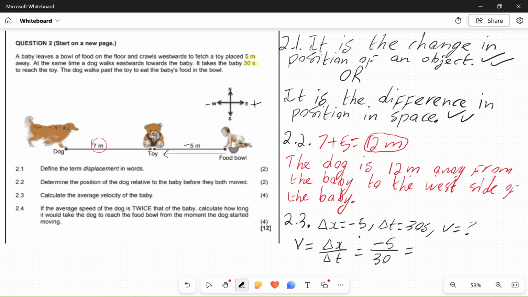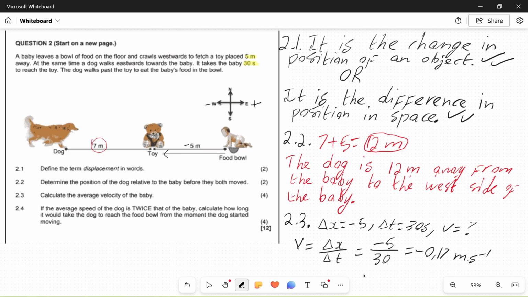Okay guys, so when I say negative 5 divided by 30, the answer I get is negative 0.16667. But that means I'm going to round off to 2 decimal places. And if I round off to 2 decimal places, it means my answer will be negative 0.17. Yes, what? Meters per second.